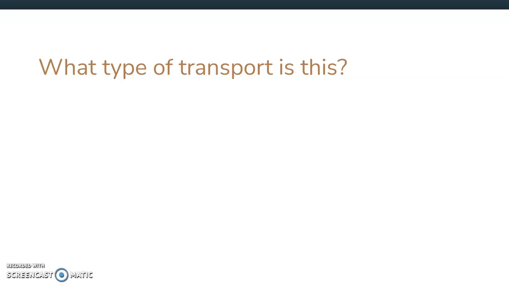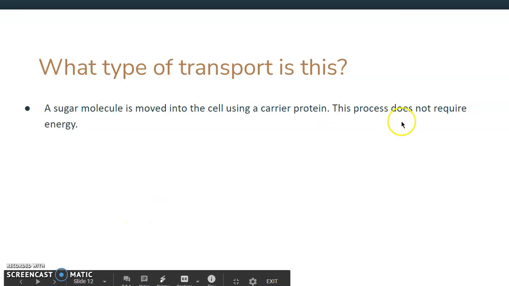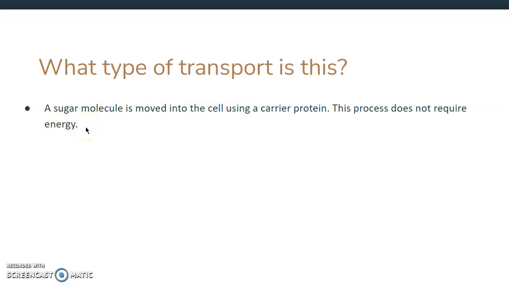So I have a couple of examples that we're going to go through and label what kind of transport it would be. First, a sugar molecule is moved into the cell using a carrier protein. This process does not require energy. So what type of transport would this be? I see that it does not require energy, so it would be some kind of passive transport, but we're using a carrier protein. So when we're using a protein and we're getting a larger molecule like a sugar molecule into a cell, then it would be facilitated diffusion, which is a type of passive transport.